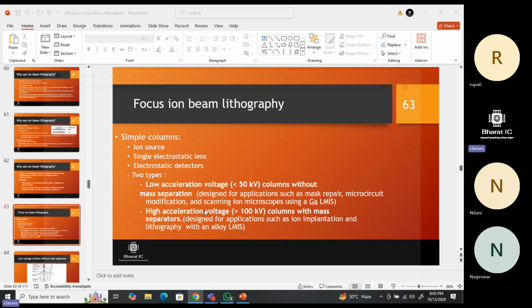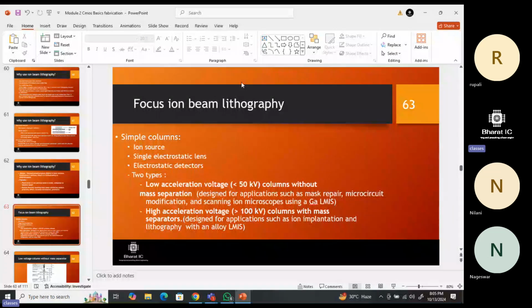like kind of something metals. Okay, what is the ion source? First, single electrostatic lens, electrostatic detectors. Two types: low acceleration voltage, less than 50 kV, column without mass separation, and high acceleration stage, above 100 kilovolt, column with mass separator.